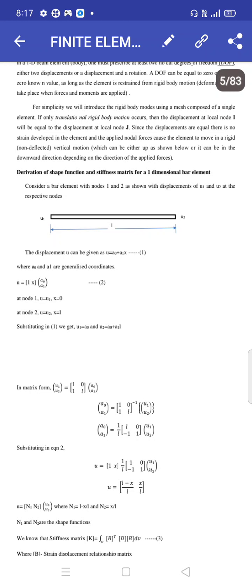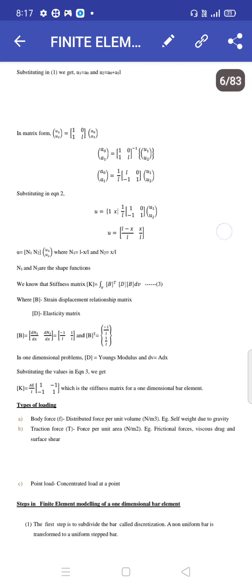So displacement u is equal to N1, N2 times the displacement vector u1, u2. So N1 is equal to (L minus x) by L and N2 is equal to x by L. N1 and N2 are shape functions. The stiffness matrix K is equal to the integral of B transpose, then the D matrix, then B, into dV, where B is the strain displacement relationship matrix and D is the elasticity matrix.